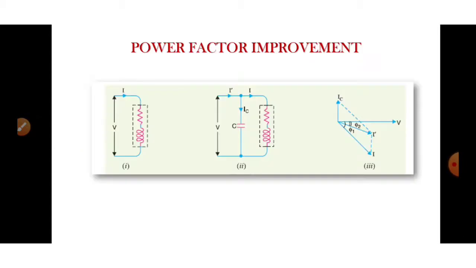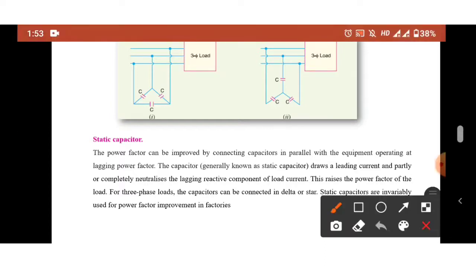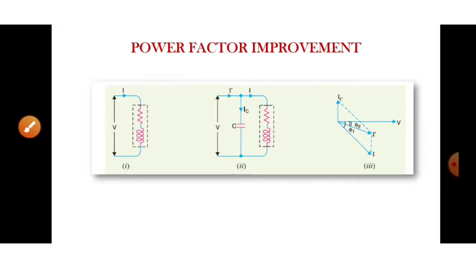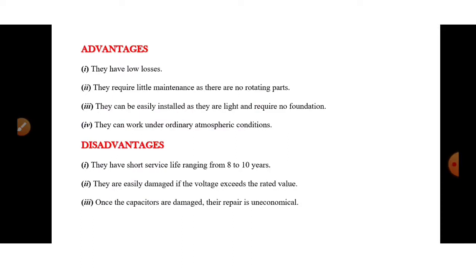This was the phasor diagram of a single phase. Now if we use a three-phase load, we have to connect a capacitor in each phase. This capacitor can either be connected in star or delta, and it is generally known as a static capacitor. We commonly call this capacitor a static capacitor. Now let us see the advantages and disadvantages of static capacitor.